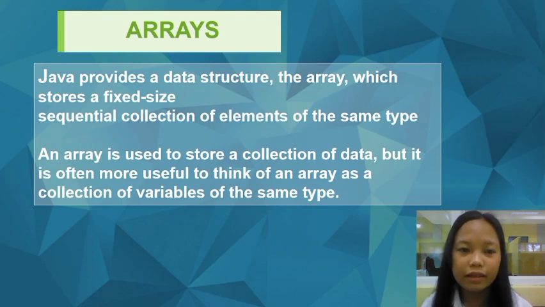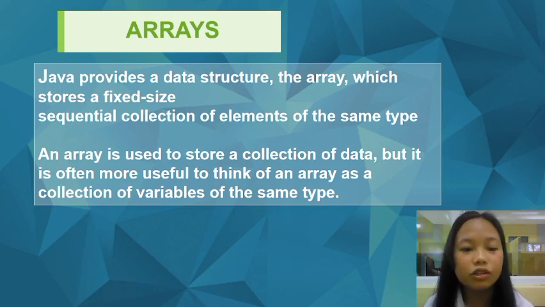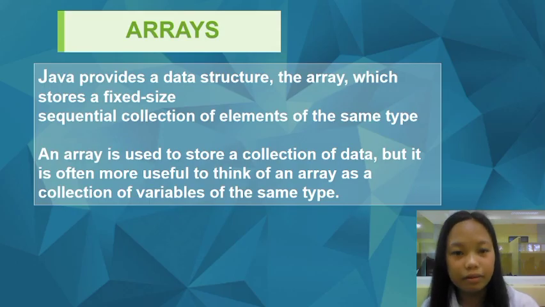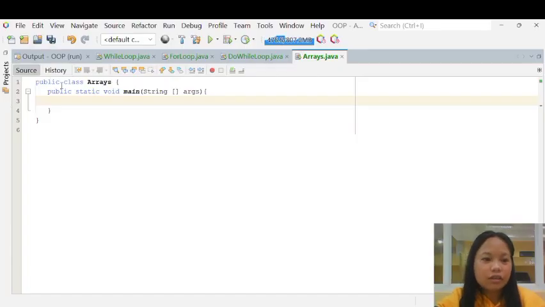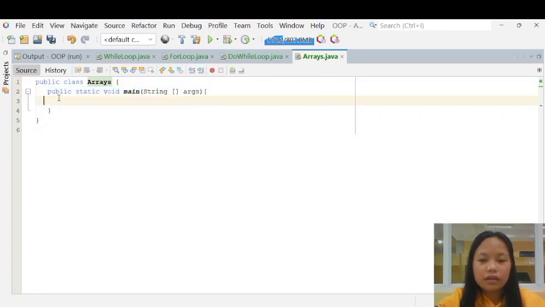This is the last topic that I will be discussing right now, arrays. Java provides a data structure, the array, which stores a fixed-size sequential collection of elements of the same type. An array is used to store a collection of data, but it is often more useful to think of an array as a collection of variables of the same type. So this is now the arrays. Arrays is our class name, main method, and then again I'm using int for data types.